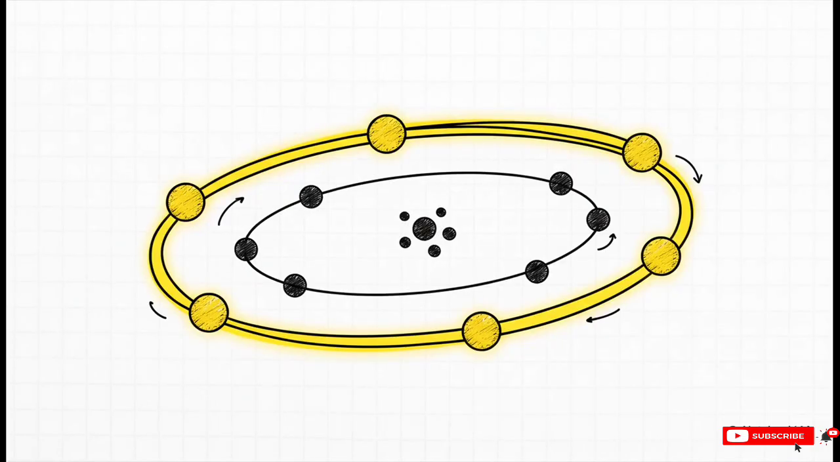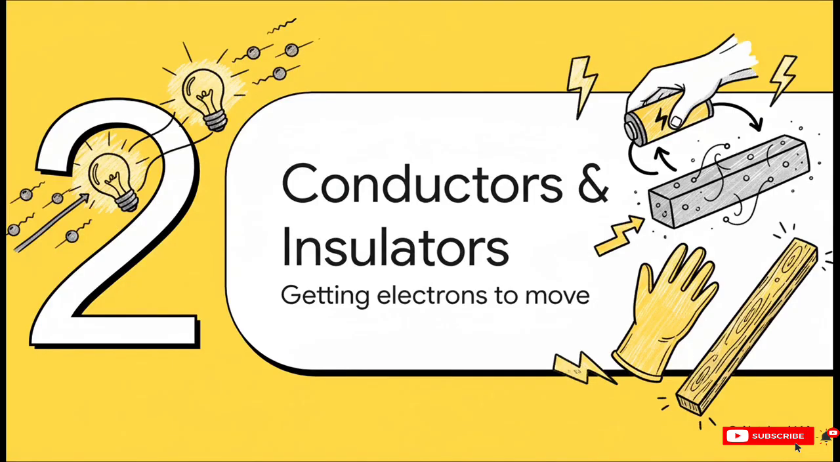These electrons aren't just buzzing around all over the place. They stick to specific energy levels, or what we call shells. And it's the electrons in that outermost shell, the valence shell, that are the true stars of this show. How they behave is the key to, well, everything that follows. So, let's move on to part 2 and see how this all connects.